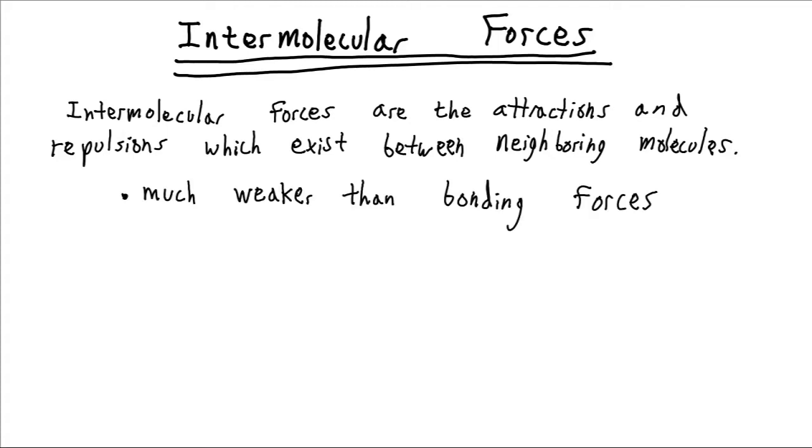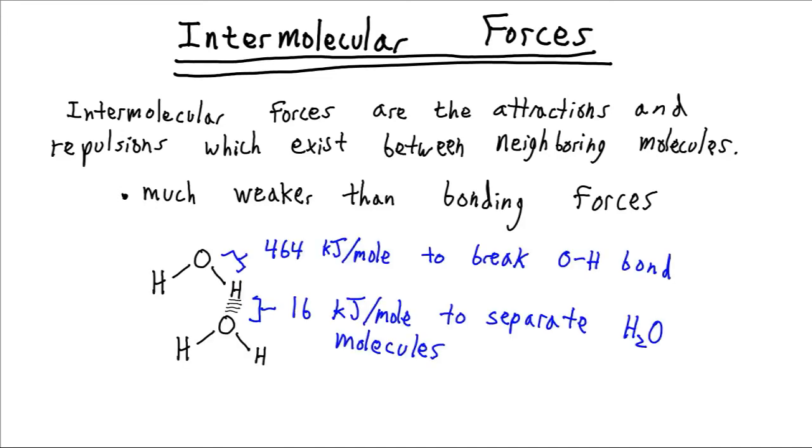So consider, for example, two water molecules. Now, in order to break the bond between the oxygen and the hydrogen atoms, we would need 460 kilojoules of energy per mole. But in order to pull apart the molecules, we would only need about 16 kilojoules per mole. So about an order of 20 difference between those two.